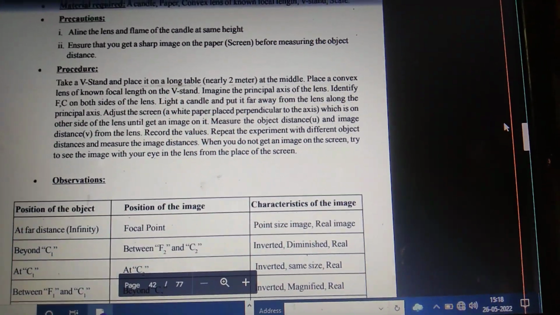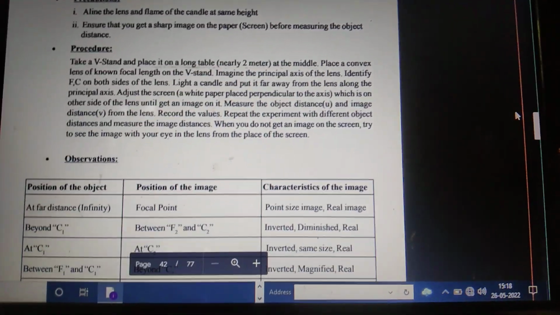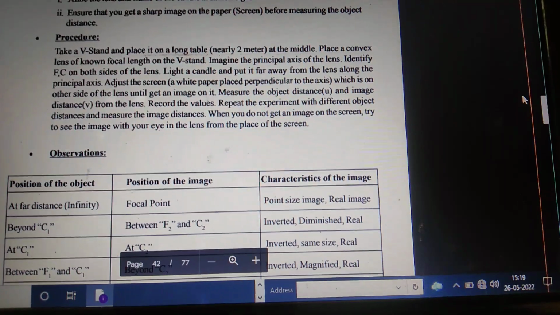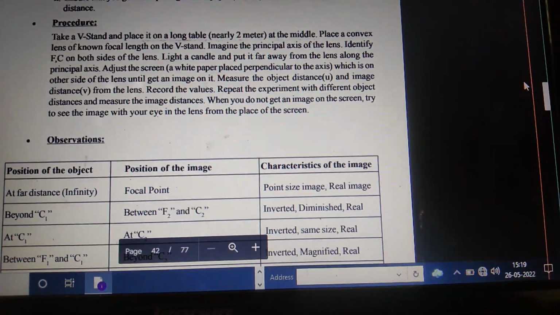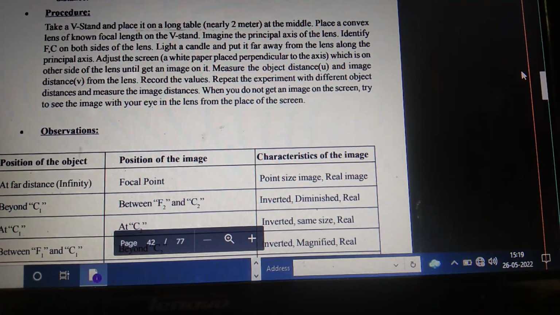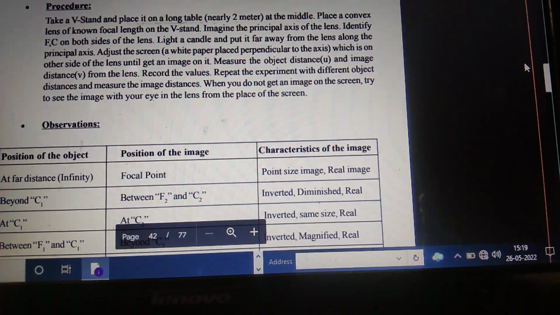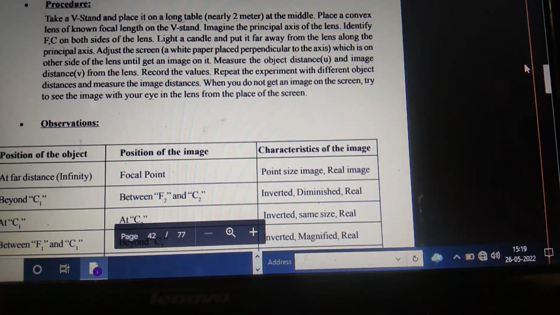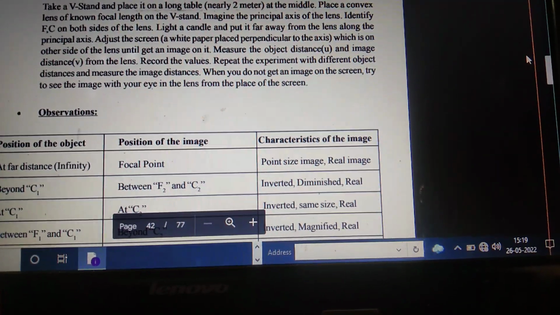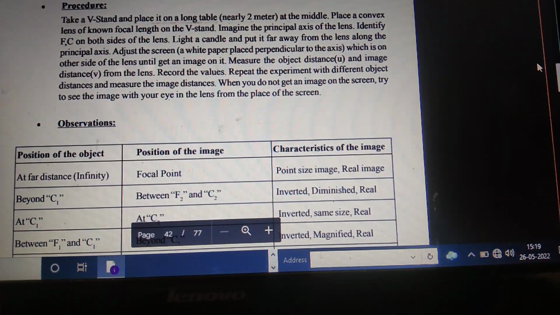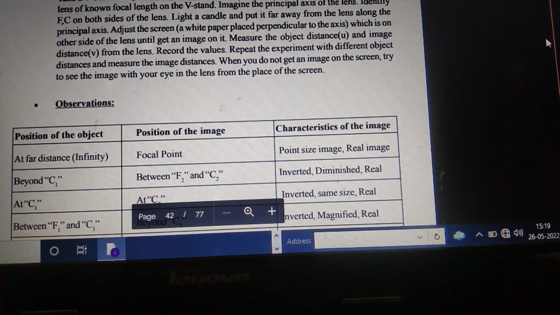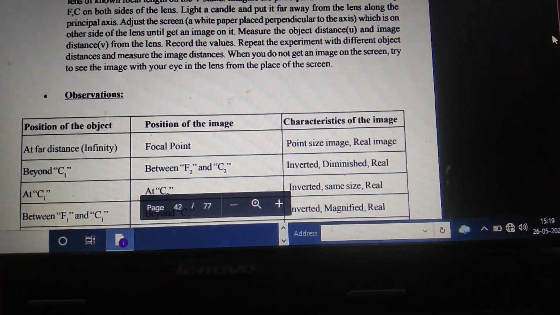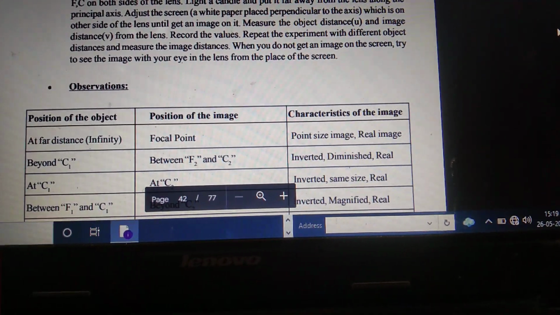Now place a V-stand on a long table at the middle. Place a convex lens of known focal length on the V-stand. Imagine the principal axis of the lens. Identify F and C on both sides of the lens. Light a candle and put it far away from the lens along the principal axis. Adjust the screen, which is on the other side of the lens, until you get an image on it. Measure the object distance and image distance from the lens. Record the values. Repeat the experiment with different object distances and measure the image distances. When you do not get an image on the screen, try to see the image with your eyes in the lens from the place of the screen.